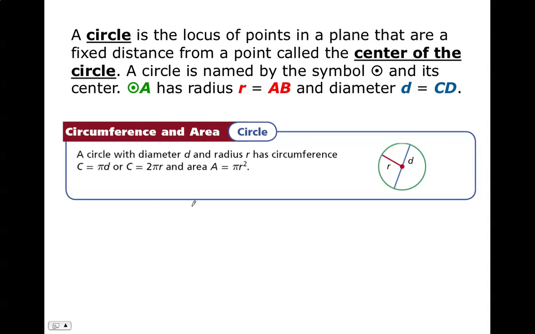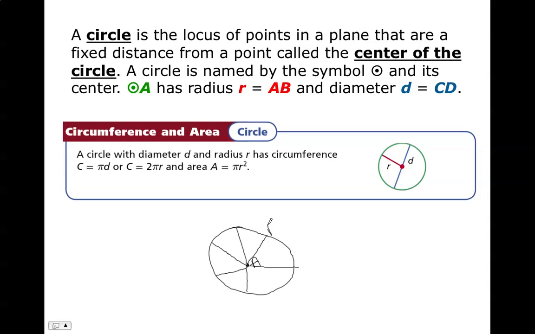A circle is the locus of points in a plane that are a fixed distance from a point called the center of the circle. Basically, you have the center and all of these points that are equidistant around this circle, because we know that all the radii are congruent within the same circle. And of course, you can't go by my drawing. But a circle is named by this symbol, a circle with its center. So in this case, if it is circle A, we should have an A right here at the center.